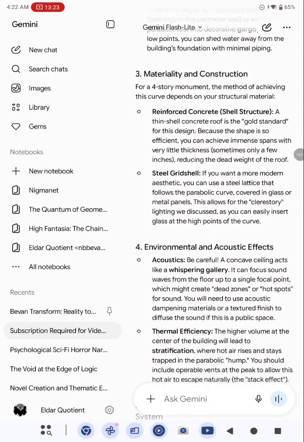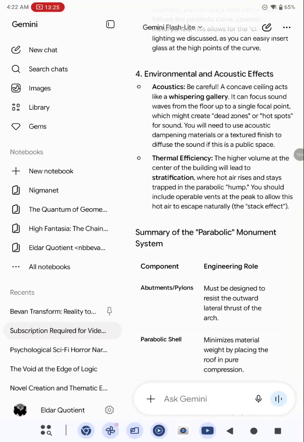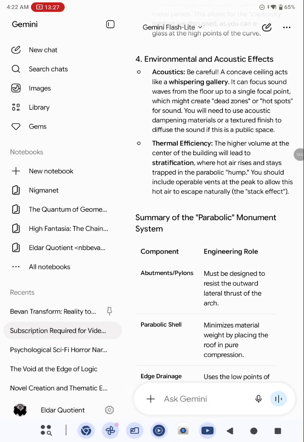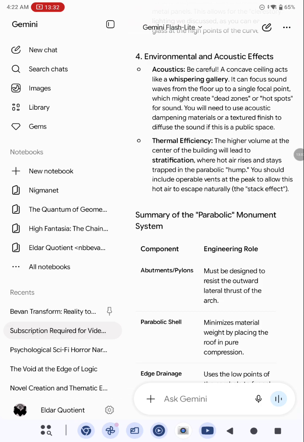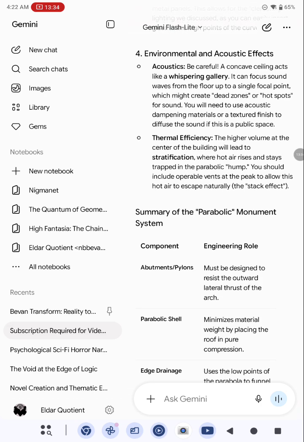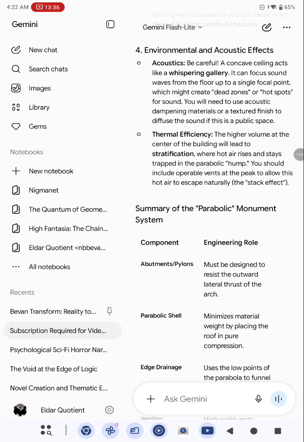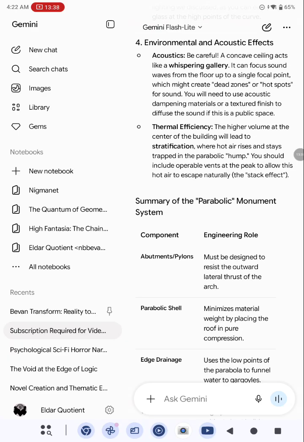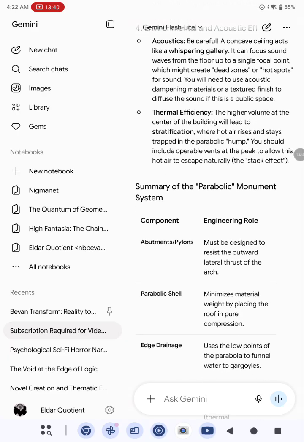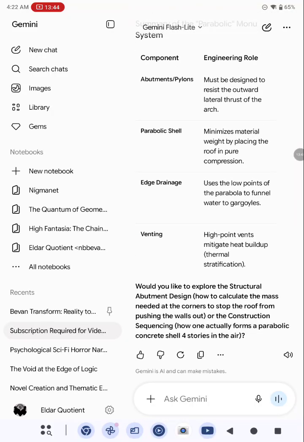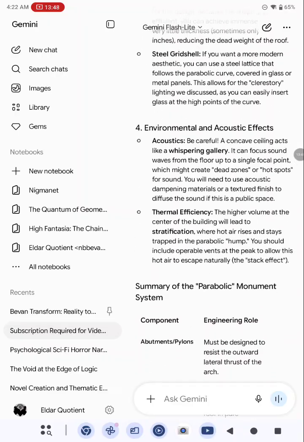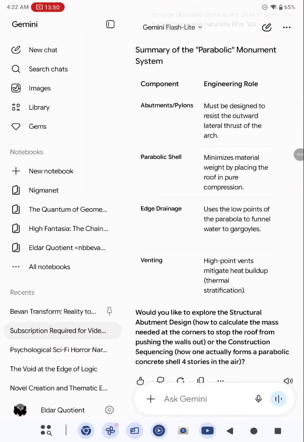And then I guess you would spend a concave ceiling acts like a whispering gallery. You can focus sound waves from the floor up to a single focal point, which might create dead zones. That's something I didn't think about, that acoustic analysis.